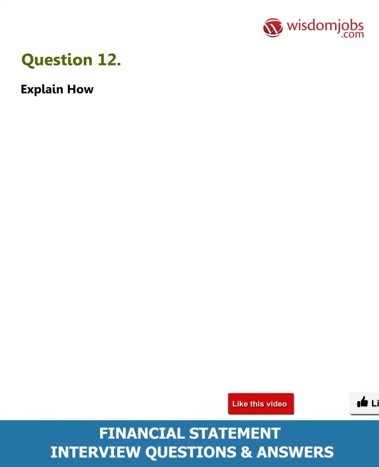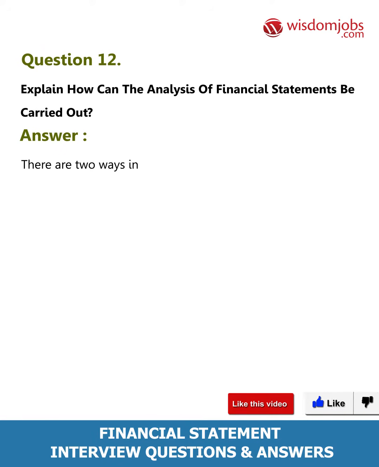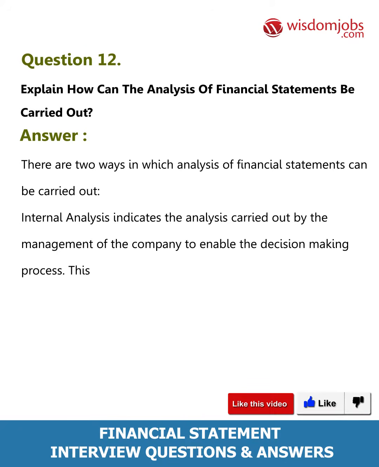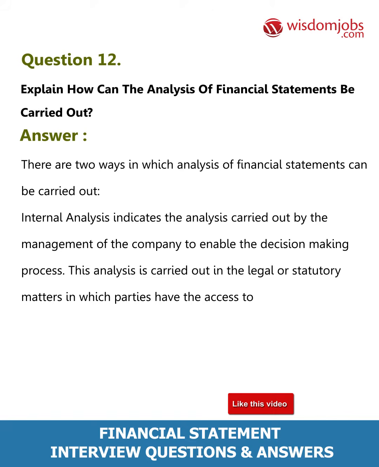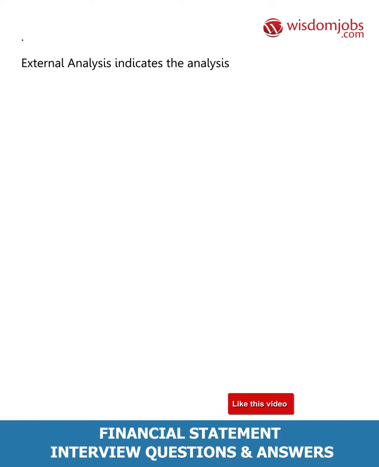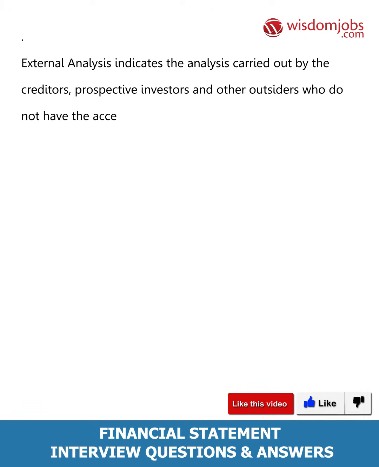Question 12. Explain how can the analysis of financial statements be carried out? Answer. There are two ways in which analysis of financial statements can be carried out. Internal analysis indicates the analysis carried out by the management of the company to enable the decision-making process. This analysis is carried out in the legal or statutory matters in which parties have the access to the books and records of the company. External analysis indicates the analysis carried out by the creditors, prospective investors and other outsiders who do not have the access to the books and records of the company.